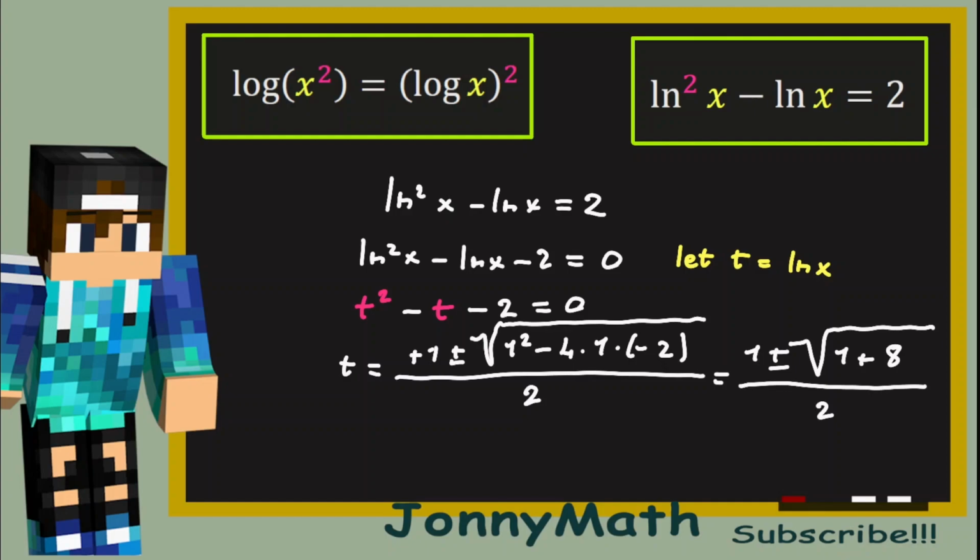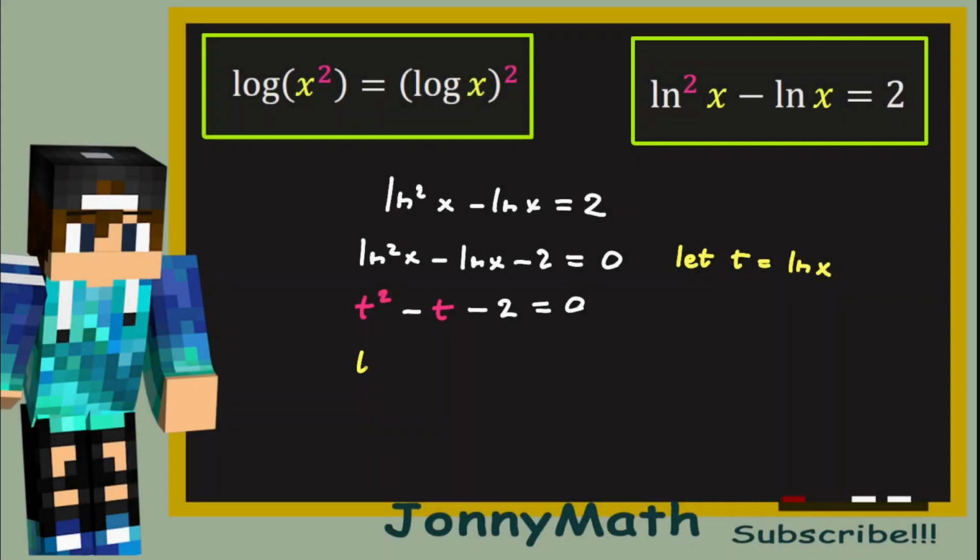So this equals 1 plus or minus the square root of 9, which is 3, all divided by 2, and this equals 1 minus 3 is minus 2 divided by 2 is minus 1, or 1 plus 3 is 4 divided by 2 is plus 2. So we know that t equals minus 1 or t equals 2.